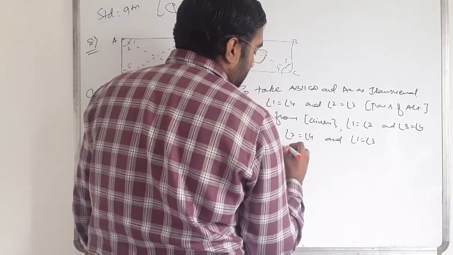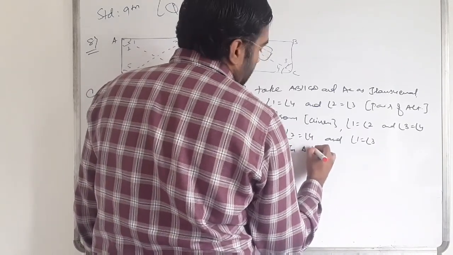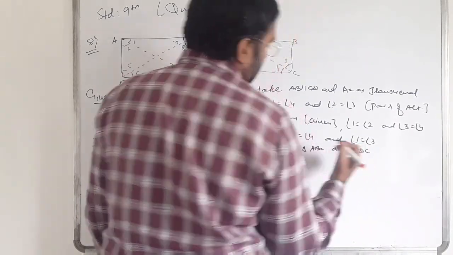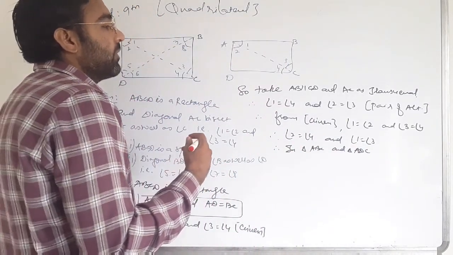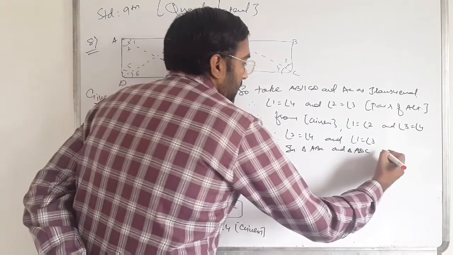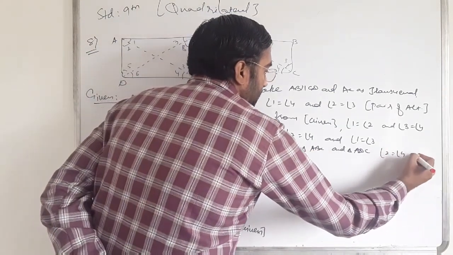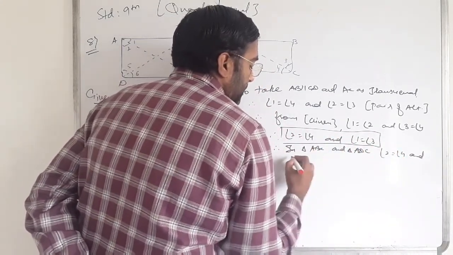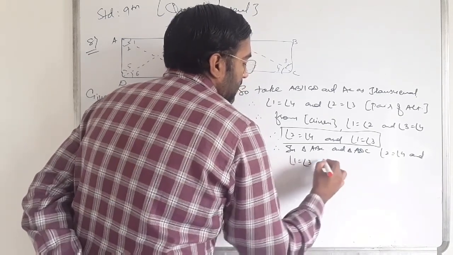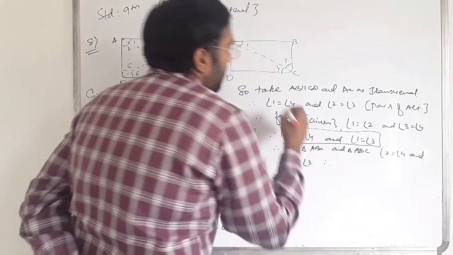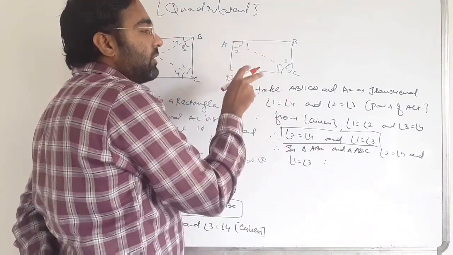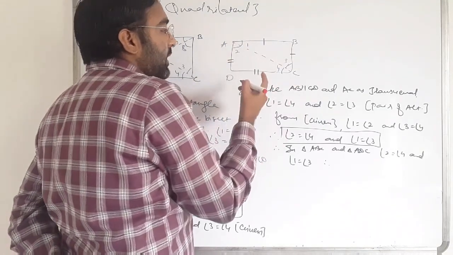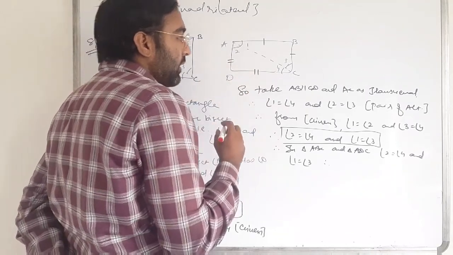So therefore in triangle ABC and triangle ADC, angle 2 is equal to angle 4 and angle 1 is equal to angle 3. Here my angles are equal, so their opposite sides are always equal. Okay, here my base angles are equal, then their opposite sides are equal.